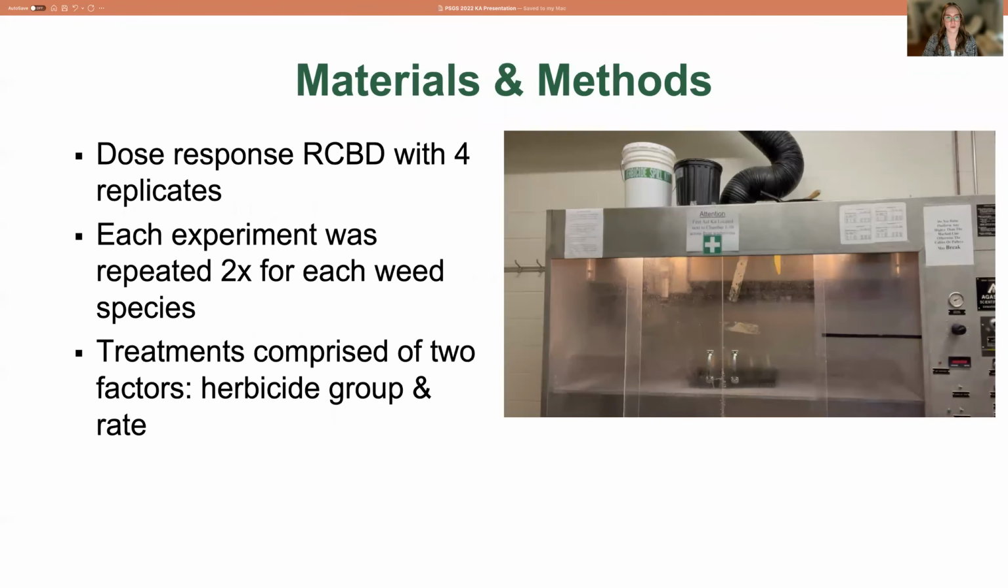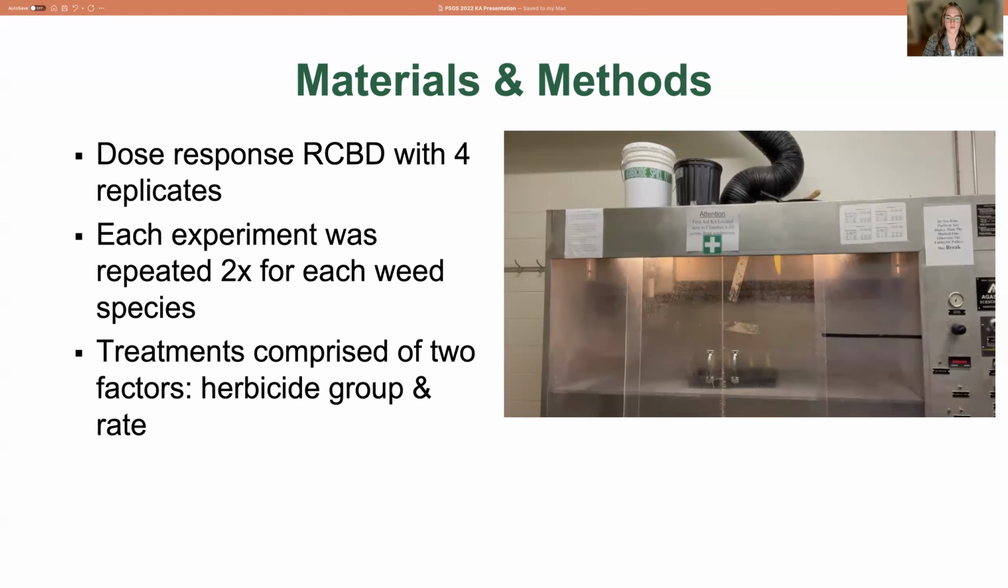So this was a dose response randomized complete block design with 4 replicates. Each experiment was repeated 2 times for each weed species, and the herbicide treatments were comprised of 2 factors, including herbicide group and rate. For the potting mix, it was a 2-to-3 ratio of Sunshine Mix number 4 to clay sand and organic soil, and a flat fan nozzle with a 0.15 gallons per minute flow rate at 40 psi was used to apply the herbicide treatments.